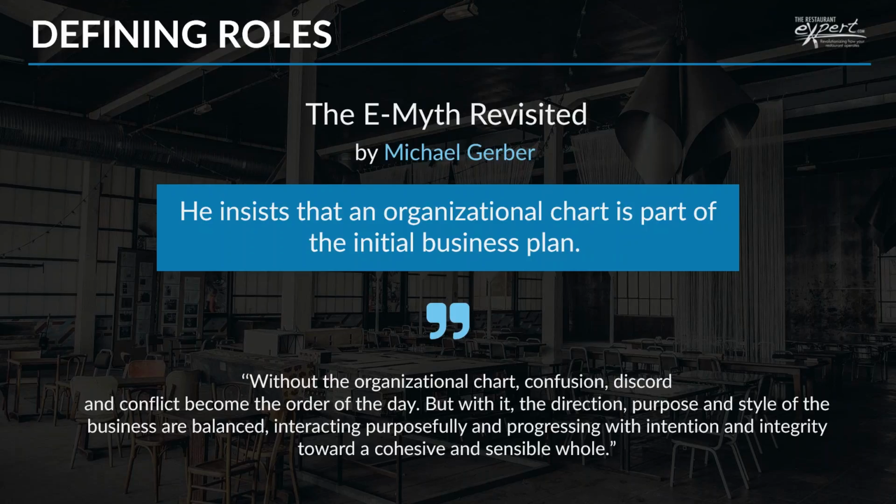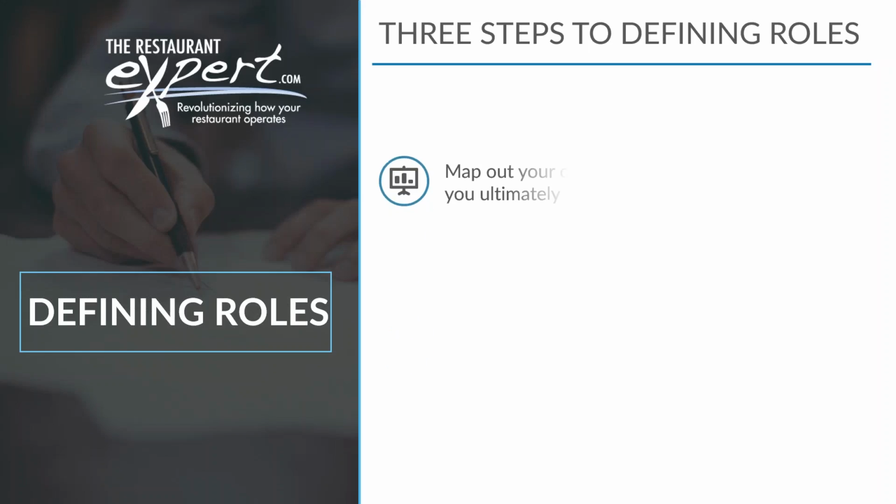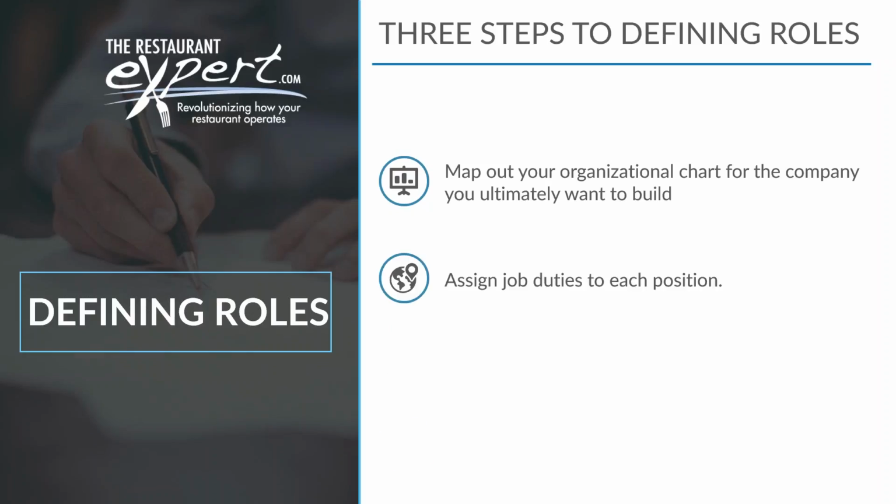What do you hope your company is going to look like in the future when all's said and done? Now, here's the 3 steps to defining roles. Once we create that organizational chart, what do? Well, number 1, create your organizational chart for the company you hope to have. 2, assign the job duties for each position.